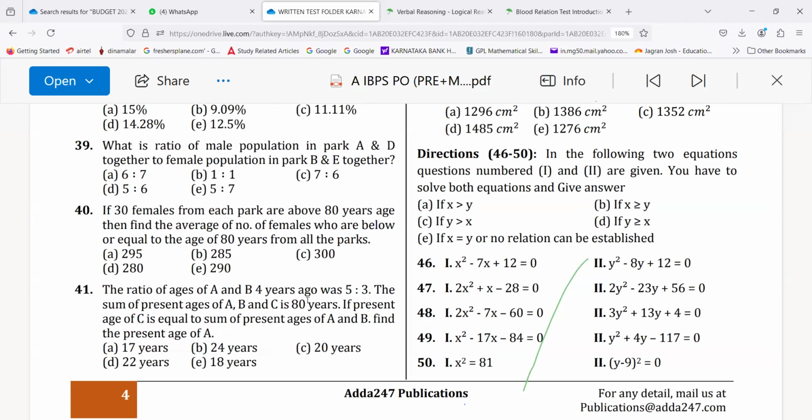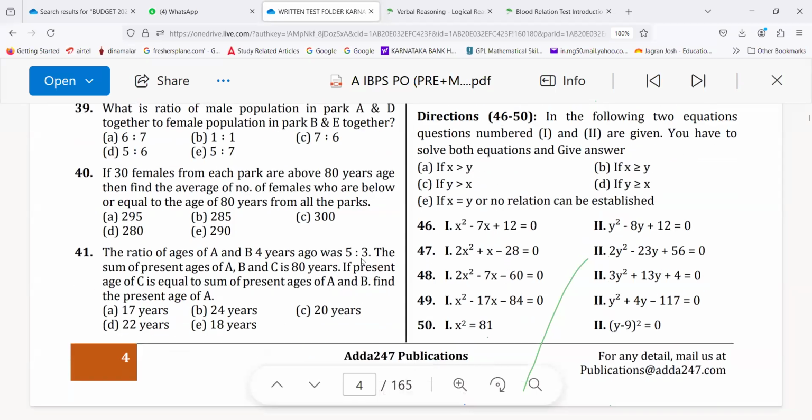Sir, after subtracting 30 from all the female population, addition divided by 5, average. See, the total female population comes to 1650, and from all the 5 you have to subtract 30. That means 150. So 1650 minus 150 gives 1500, divided by 5 is equal to 300. That is answer C. Good.